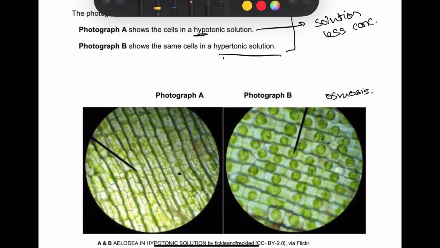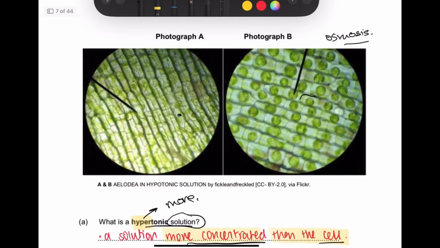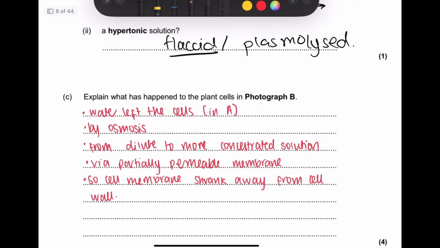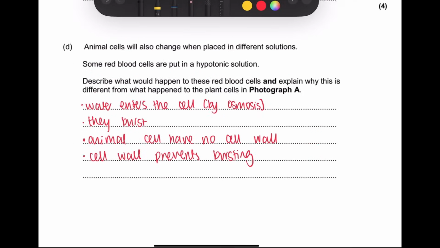So water left the cells by osmosis from a more dilute to a more concentrated solution via a partially permeable membrane. Just describing what osmosis does, even if you don't know what actually happened and you don't know the question, but you see that they're talking about osmosis, you can just define what osmosis is, and you'd already get 3 marks. So this means that the cell membrane shrank away from the cell wall, as you can see here. While here you can see that there's a lot of water. That's why it's so much more visible. You can stop or screenshot it so that you can have it.